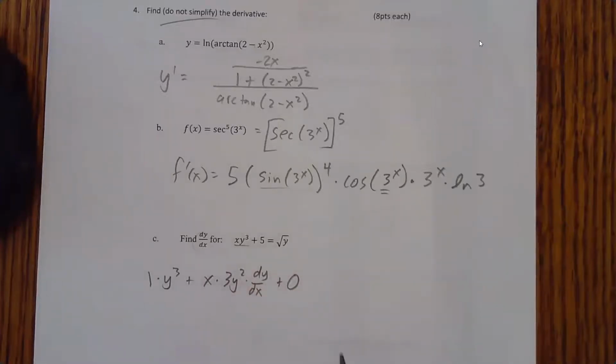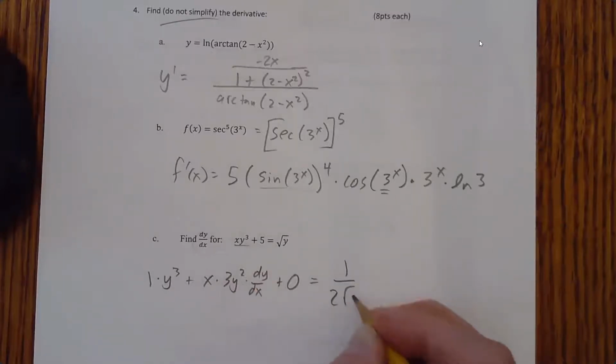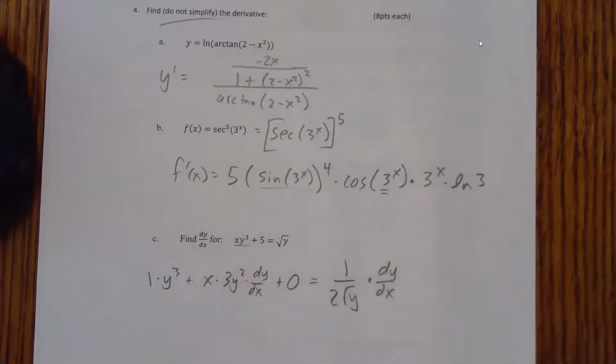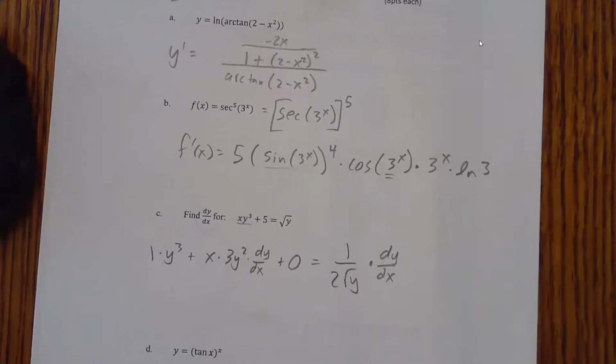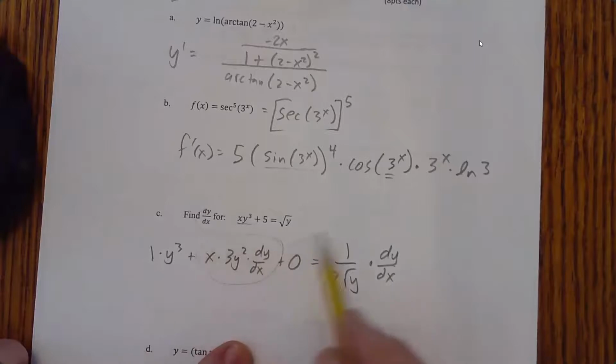The derivative of 5 is 0. And this is 1 over 2 square roots of y times dy dx. It's like the square root of u derivative. So now just a little bit of algebra to solve for dy dx. I have 2 terms with dy dx, so I'm going to move this piece over here.